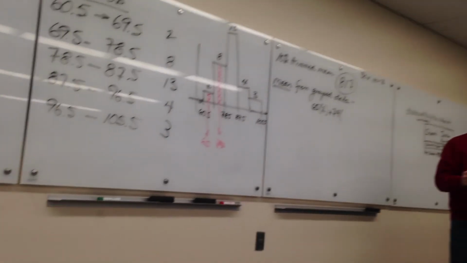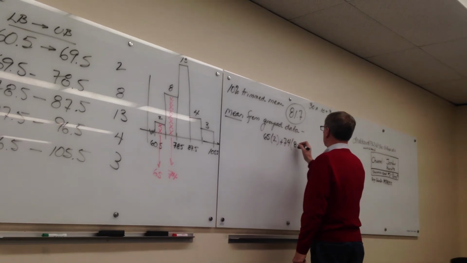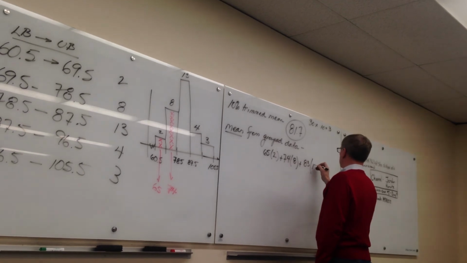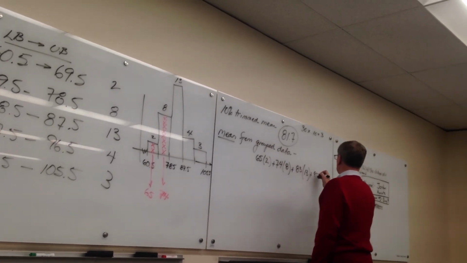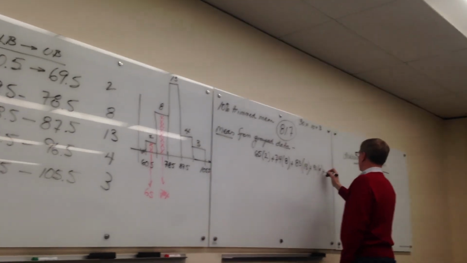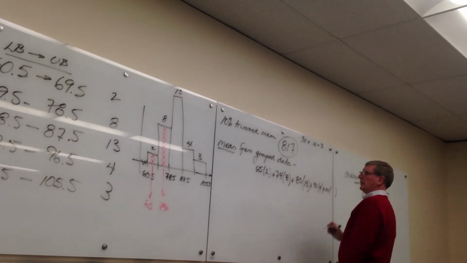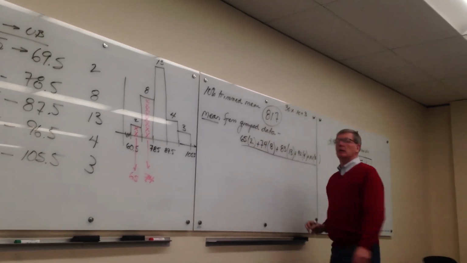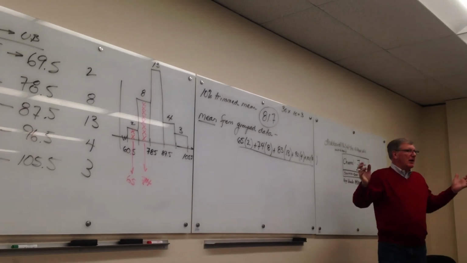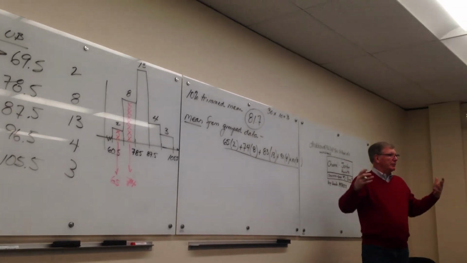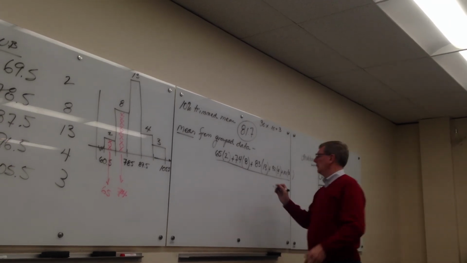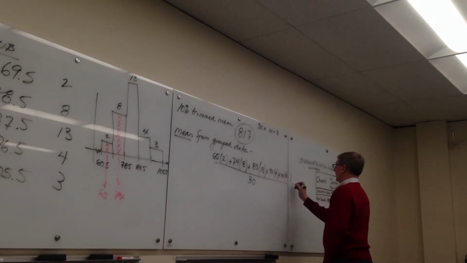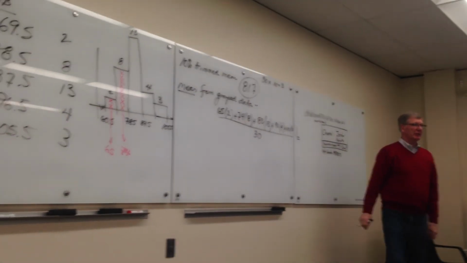Questions? All right, then we're going to have what? 83, that must be the next midpoint, times 13, plus 92, times 4, plus 101, which is the last midpoint, times 3. And what am I going to divide it by? How many pieces of data have I accounted for? All 30 pieces of data, right? So 2, 8, 13, 4, and 3. Okay, so I would love to have that number. Somebody wants to give me that number.